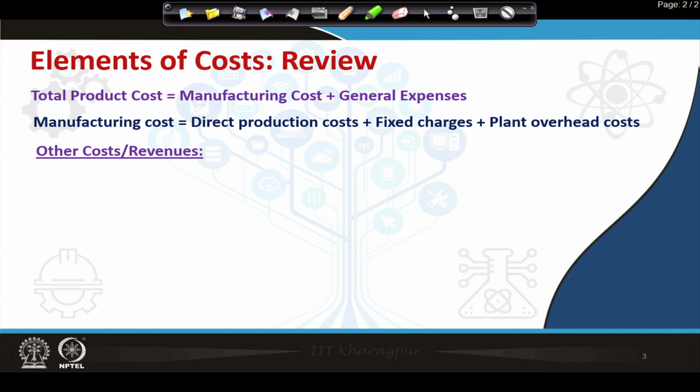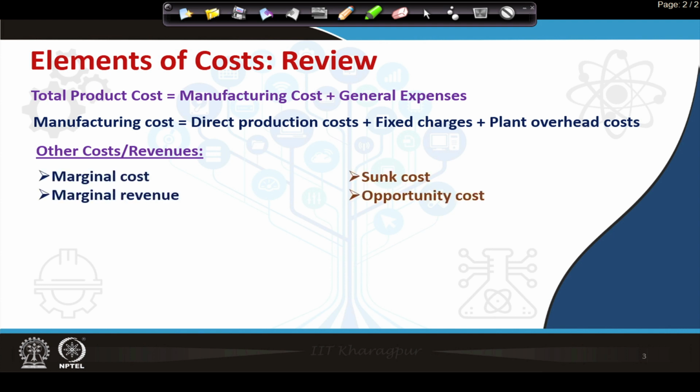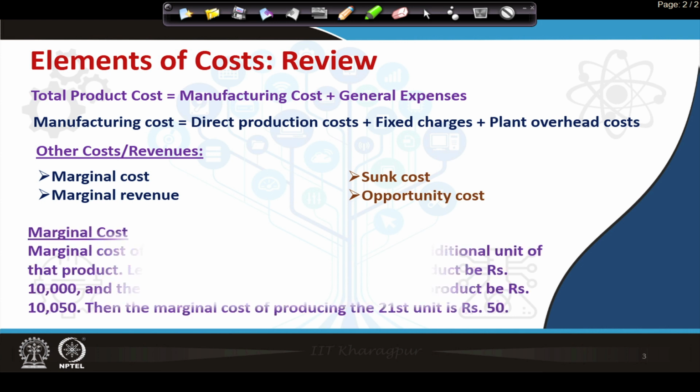Before that, let us be familiar with certain other costs and revenues. We have discussed in our previous module the total product cost is sum of manufacturing cost and general expenses. Manufacturing cost is the sum of direct production cost, fixed cost and plant overhead cost. Now, there are other costs and revenues you will be encountering with, which are marginal cost, marginal revenue, sunk cost and opportunity cost. So, let us look at the definition of this cost and revenues.